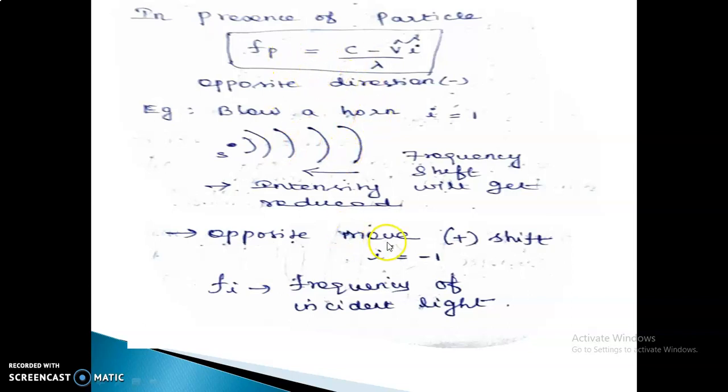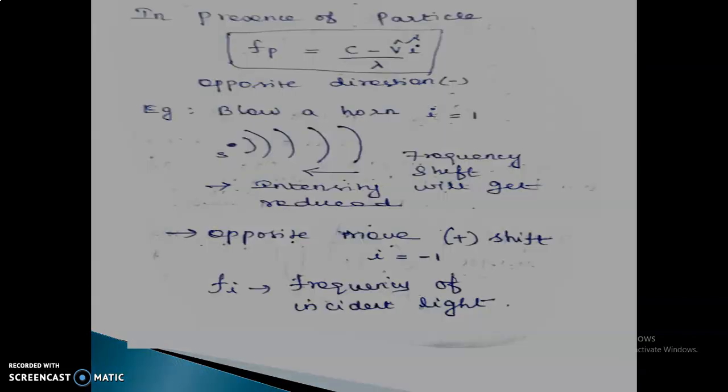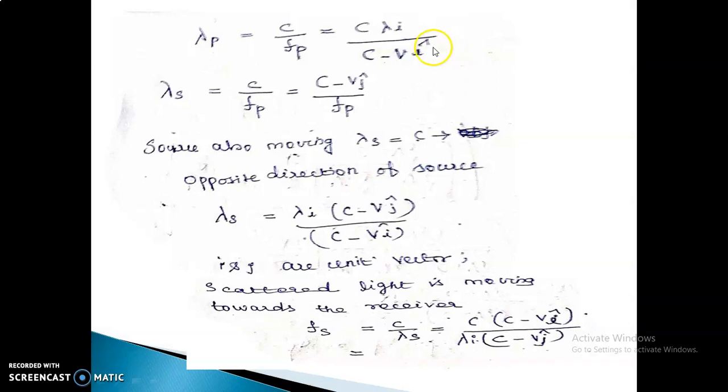If there is an opposite move, then it will be a positive shift, that is, I will be negative. So F suffix I is nothing but the frequency of incident light. In another direction, according to this lambda P, which is nothing but the wavelength of the particle, the wavelength of the particle is C by Fp. Already we have derived the expression for Fp.